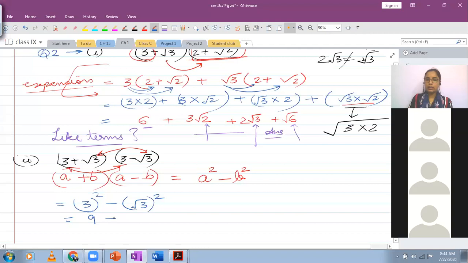So 3 squared is 9. Root 3 squared, these get cancelled. So you're left with 3. This is 6.